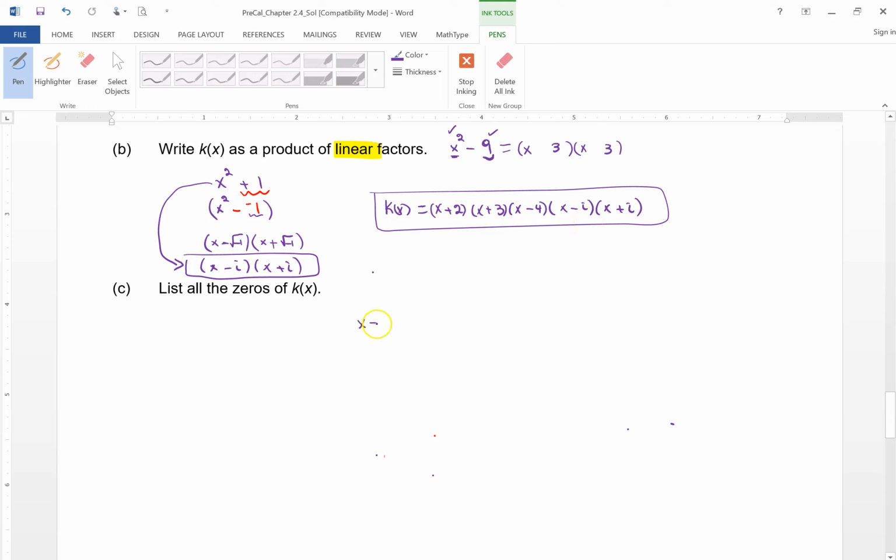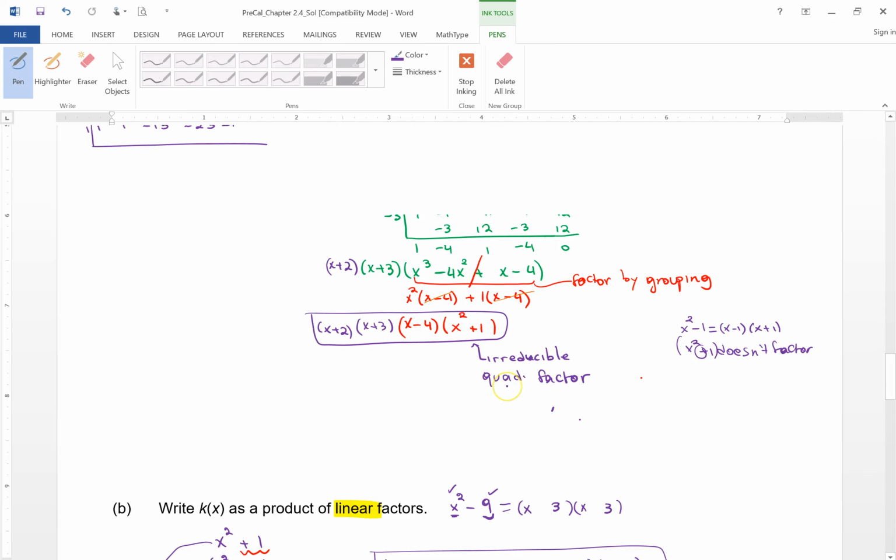So I have x equals negative 2, x equals negative 3, x equals negative 4, x equals positive i, and negative i, positive 4. In short, you can write negative 2, negative 3, 4, plus or minus i. That's totally fine. Now, how many zeros are in this box? 5. 1, 2, 3, 4, 5 zeros.